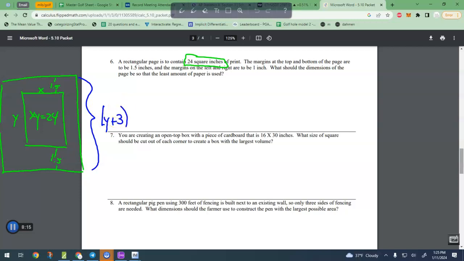Same idea with the x's. It says there's a 1 inch border, right? On the left and right. So this width isn't really just x anymore, it's x plus 1 more on each side. So it's x plus 2.